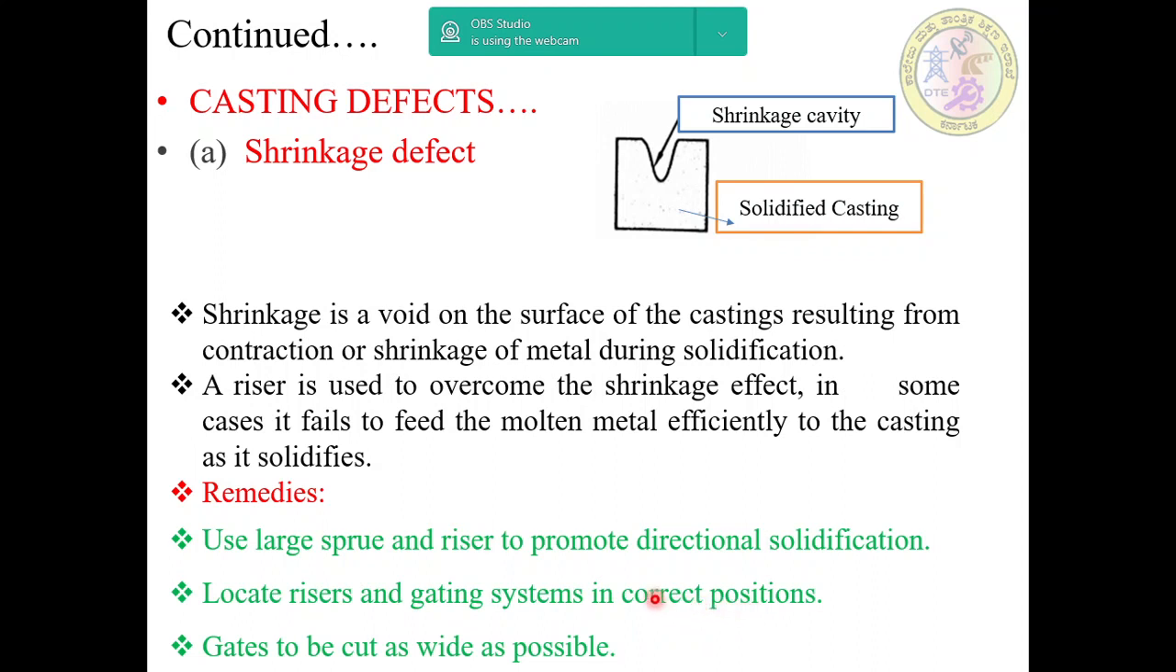That is one remedy, and then gates are to be cut as wide as possible, because the molten metal has to flow easily. These are the remedies to overcome this shrinkage defect.